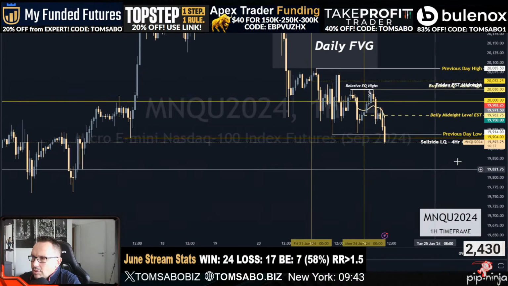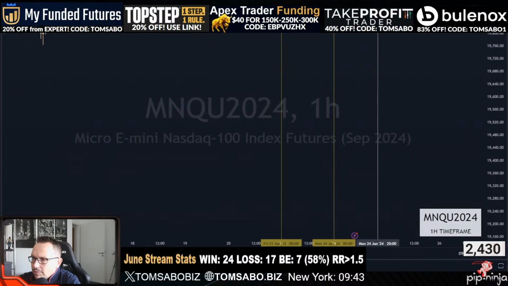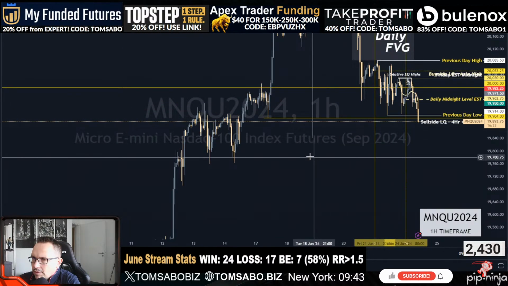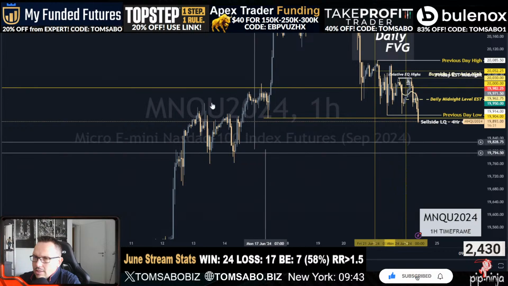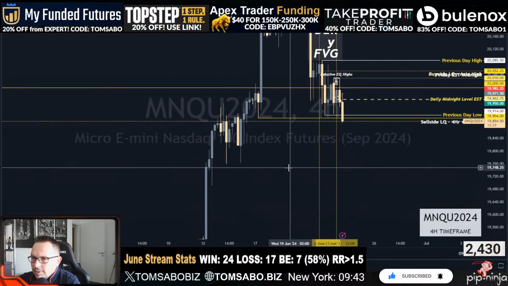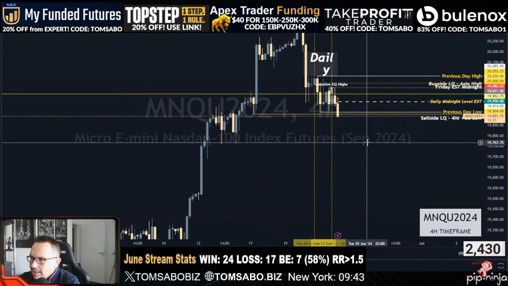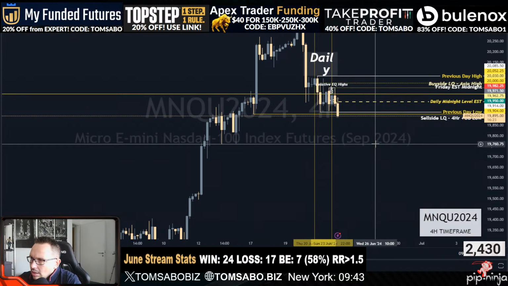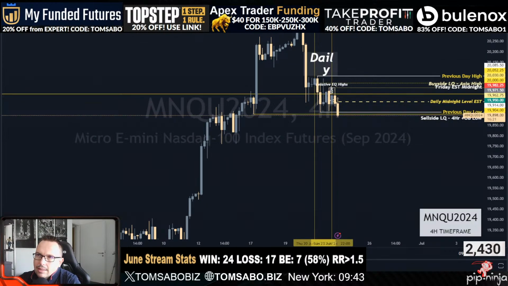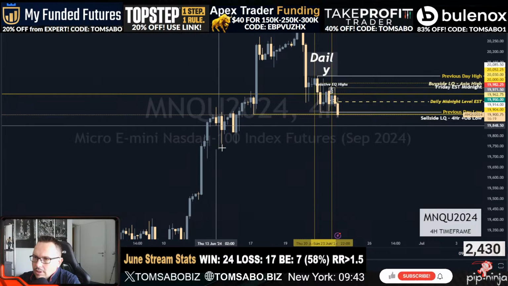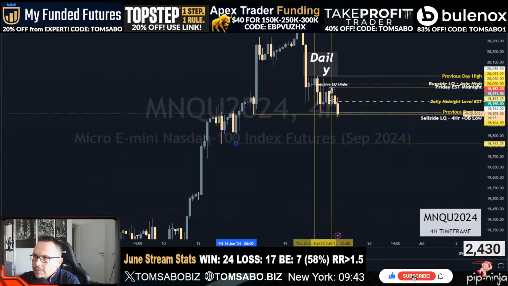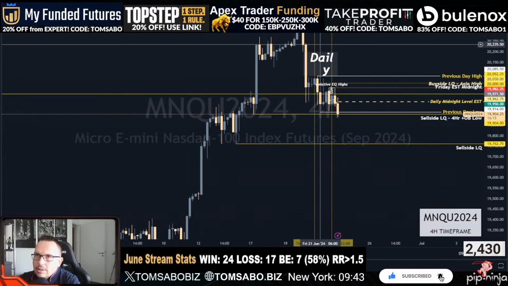Seems like NQ might want to drop lower. I don't see any special level here. The only thing I would see is that it would be down at 760s. I'm gonna put a sell side liquidity marker right there. Sell side liquidity.